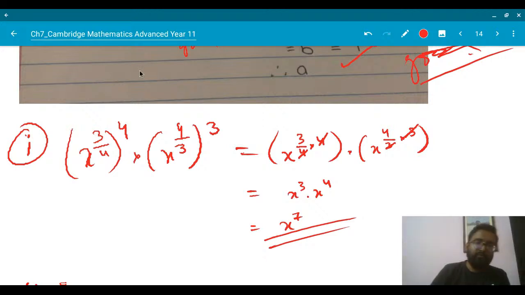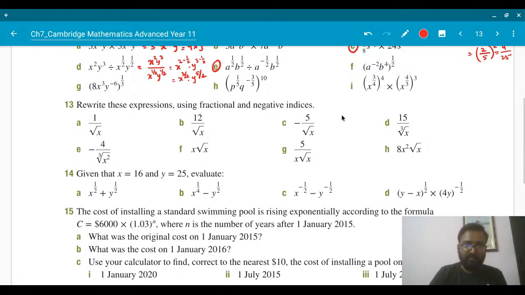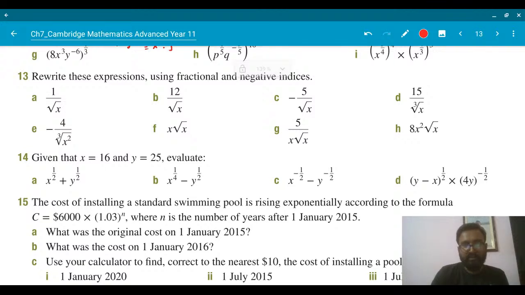So if you understand basic logic or basic formulas, then you can do everything. It is a simple way. It is not tough mathematics. Rewrite the expressions using fractions and negative powers. So we need fractions and negatives. This can be written as 1 by x power 1 by 2, and when it goes to the numerator, x power minus 1 by 2. It is 12 into x power minus 1 by 2. No role of coefficient, minus 5 into x power minus 1 by 2.